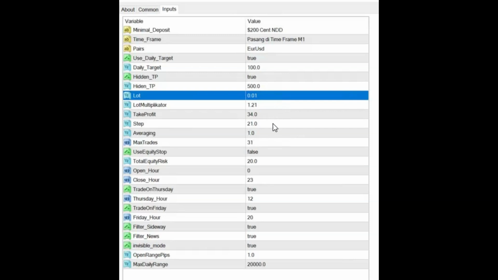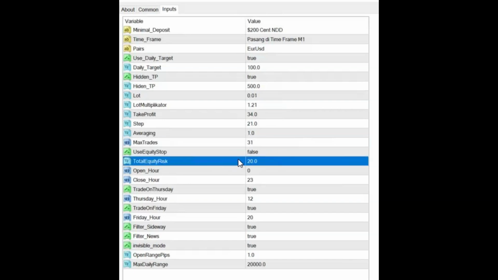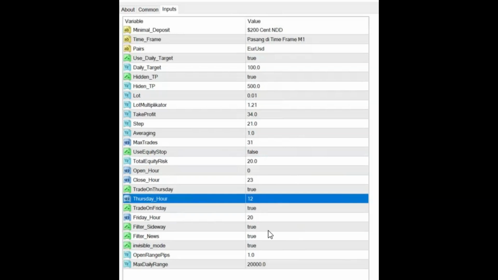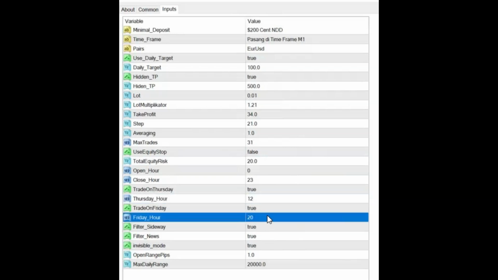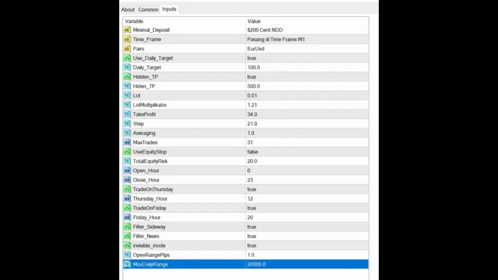Take profit 34, steps 21, averaging 1. Max trades 31. I have raised that before, but I'm running that on 31. I do have the equity protection off. It does have a setting for that, but when I back tested, it didn't seem to work. I may go back into the source code and see if I can figure out if that's not turned on or what. It does stop trading Thursday at noon and Friday at 8 p.m. Those are MT4 times. I don't know if any of these actually work because I don't use them. Literally, that's what it pulls up.